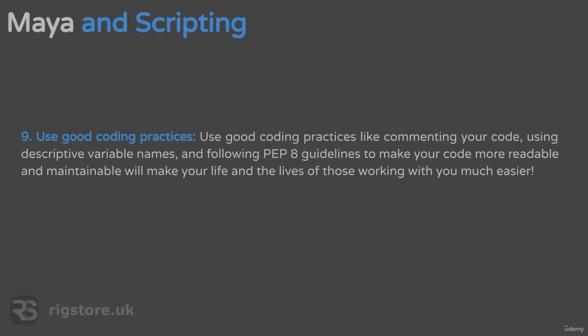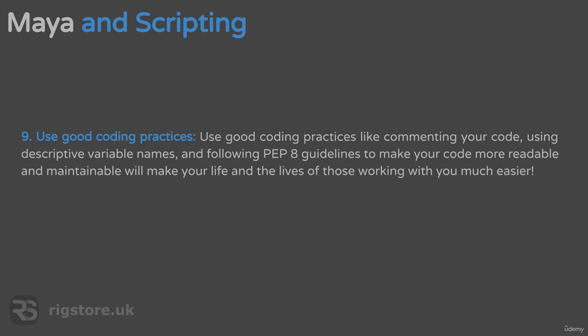Number 9, use good coding practices. So as we've just spoken about basically, but use good coding practices like commenting in your code. Use descriptive variable names. Okay, use descriptive everything. Use descriptive class names. Use descriptive variable names that are obvious. Okay, don't just use something that is descriptive within the context of what you're doing. Make it clear without context. Okay, that is a good way to look at things.